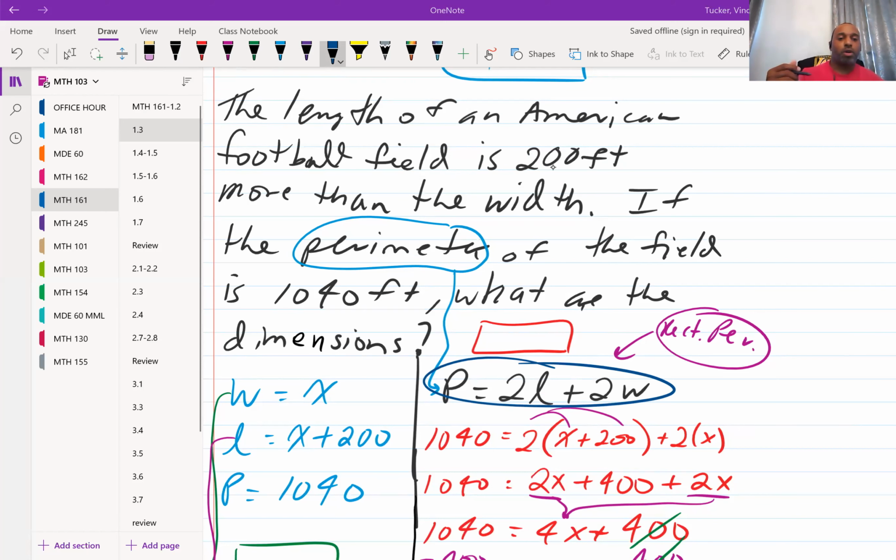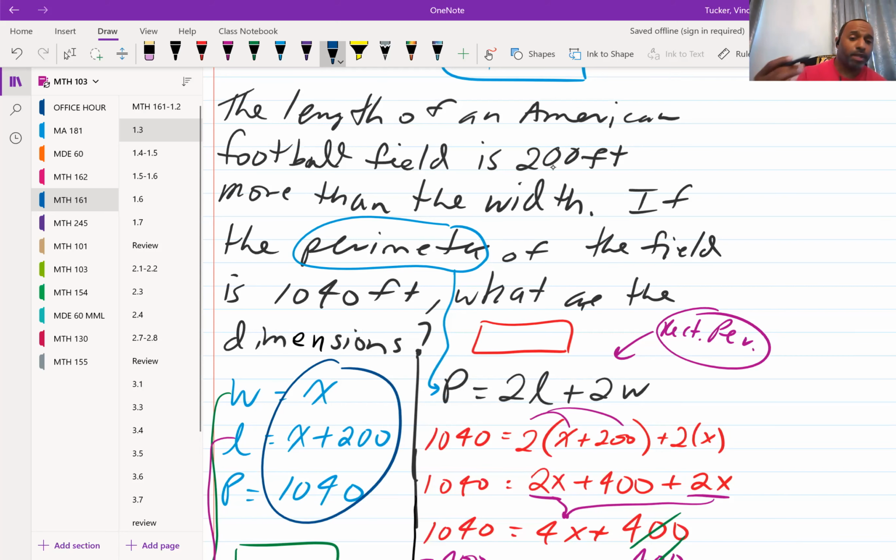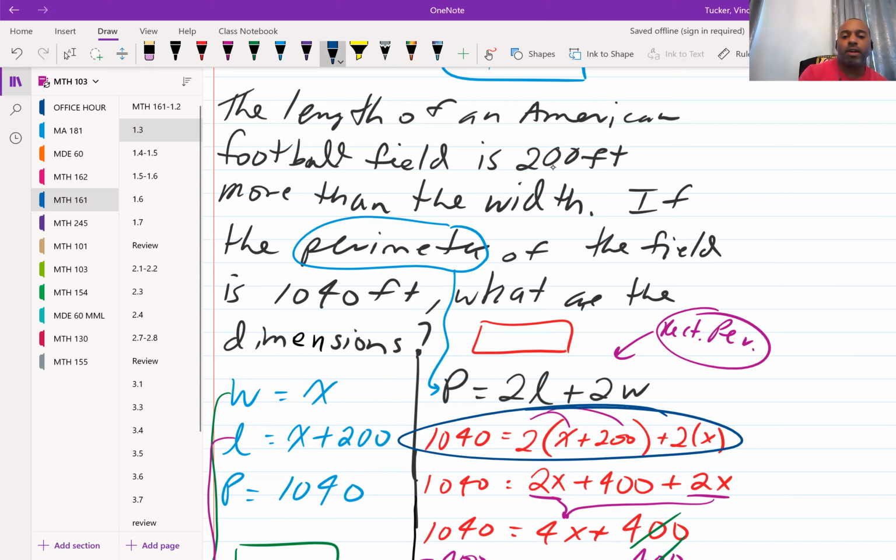So you would call W X and then call L X plus 200, because remember the length is 200 feet more than the width. So that's what we have established right here. X plus 200. And then the perimeter is 1,040. Once you have those three pieces established, you can go ahead and plug them into your formula. That's what I did right here. So it's 1,040 for P, and 2 times X plus 200 for L, and then 2 times X for that W.